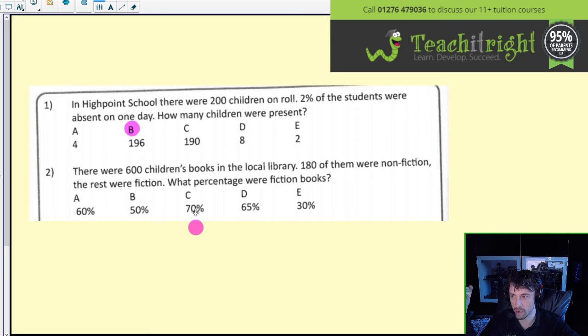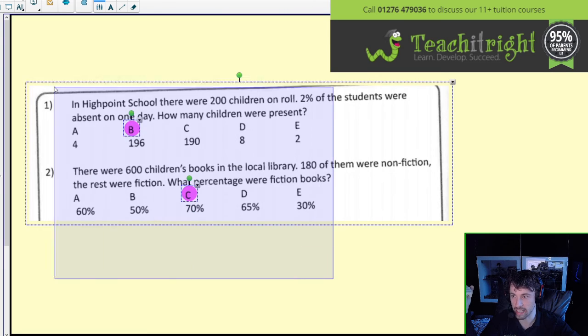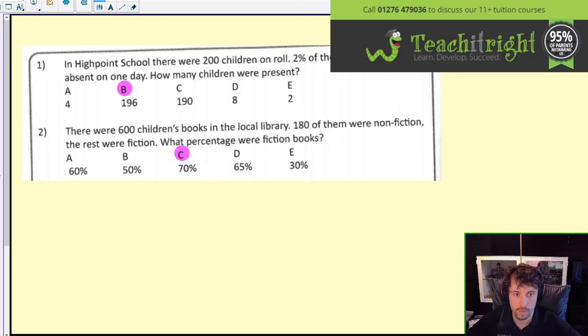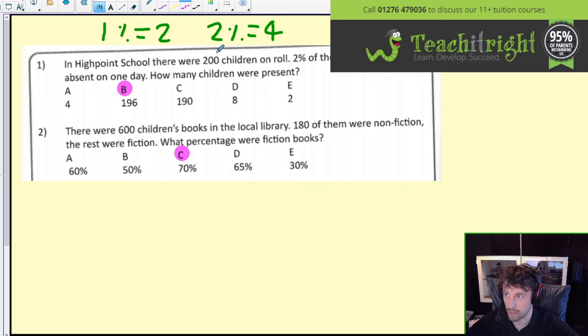Okay, so if you're here with me, hopefully you're ready to go through the answers. So the answers to 1 was B and 2 was C. And again, if 2% were absent, you've got to work out what 2% is and take it away. So that's where our answer of B has come from. And actually, if we apply it now real quick, let's do it. 1% is what I'd work out to begin with, which is dividing by 100 is 2. Therefore, 2% will be 4. And so now all I'm doing is 200 take away 4 to get my answer.